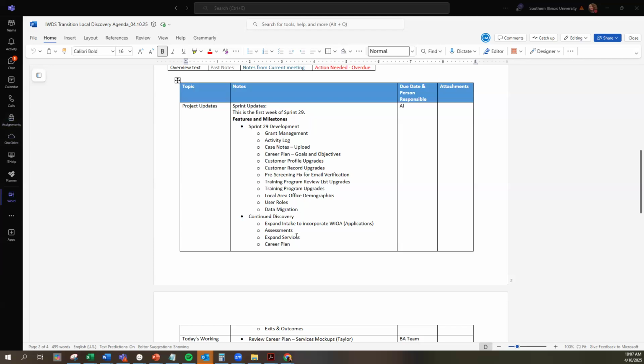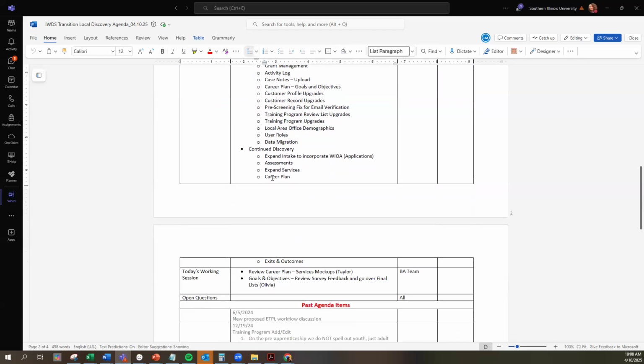We're continuing discovery on the WIOA application. We have that in a really good place. I do hope to bring that to you guys in the very, very end of April or early May to start taking a look at that. That just has a little bit more review on the state level to go through. We're kicking off some discovery and assessments, continuing on service work, which we're going to be looking at with you guys today as well. And then still doing some work in the career plan. So we need to start turning our attention to the customer facing view. We've got some signature summary stuff moving forward. And then we're also going to be kicking off discovery for exits and outcomes.